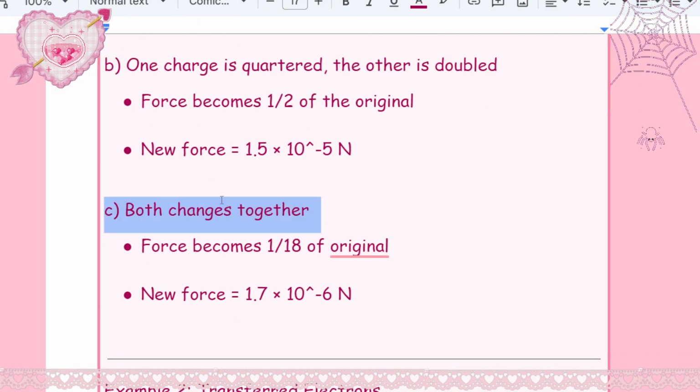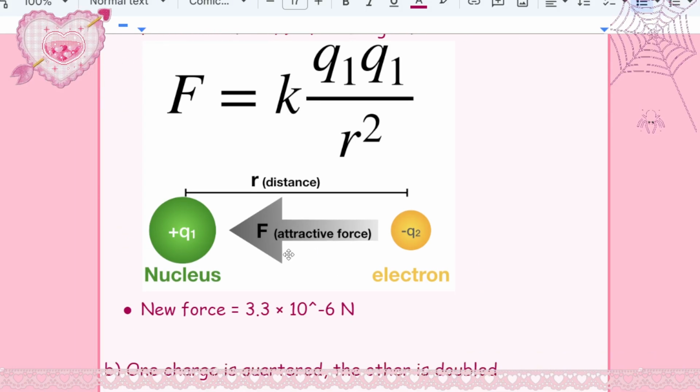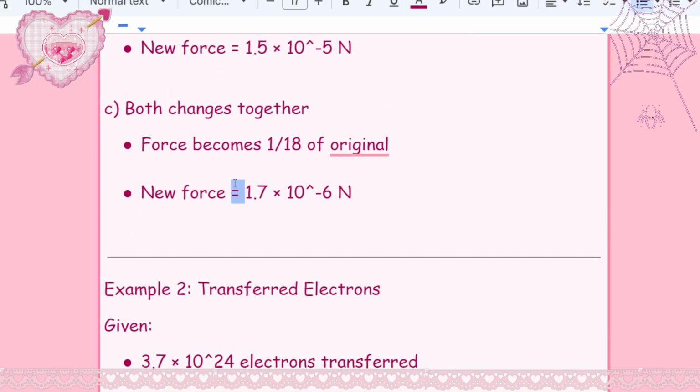And what happens if both change together? The force becomes 1/18 of the original. What we did here is pair the effects of B and A, so 1/9 times 1/2 is 1/18, and that's going to be our new force.